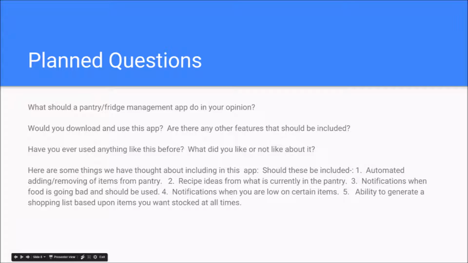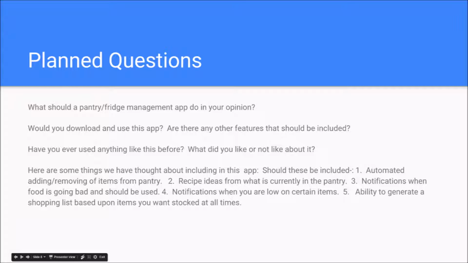As mentioned previously, critical to ensuring your interviews are successful is preparing effective questions. Here are the list of questions that I prepared prior to interviewing my subject. What should a pantry fridge management app do in your opinion? Would you download or use this app? Are there any other features that should be included?